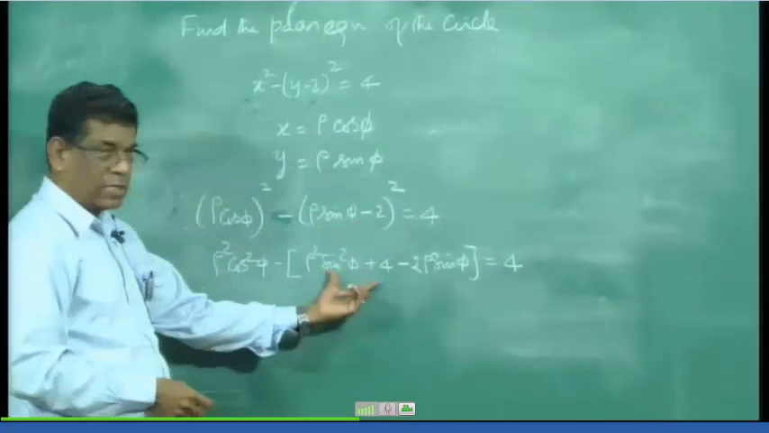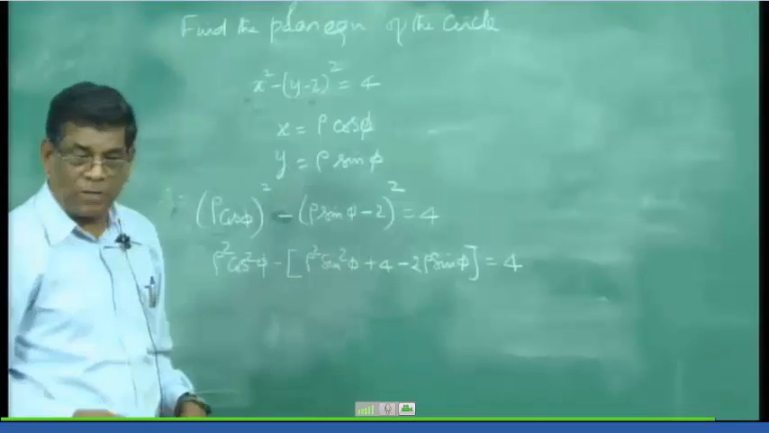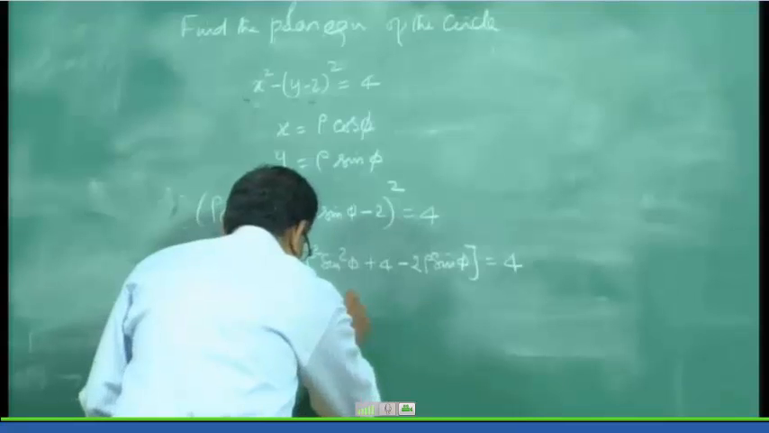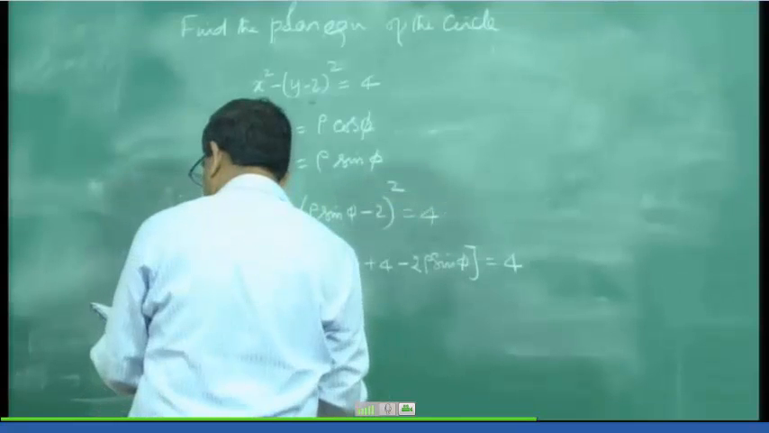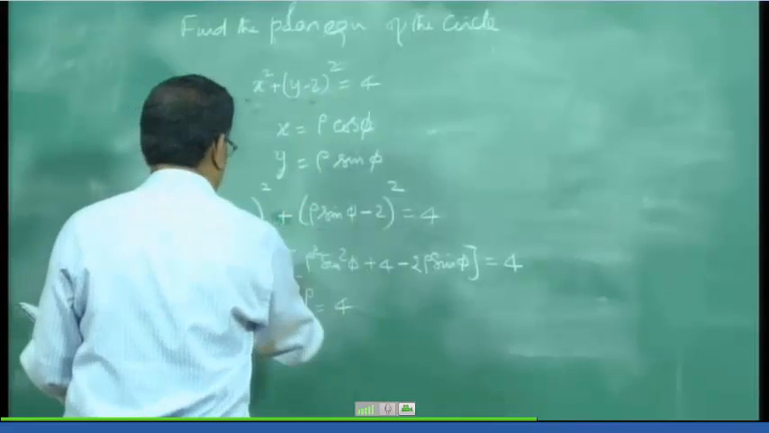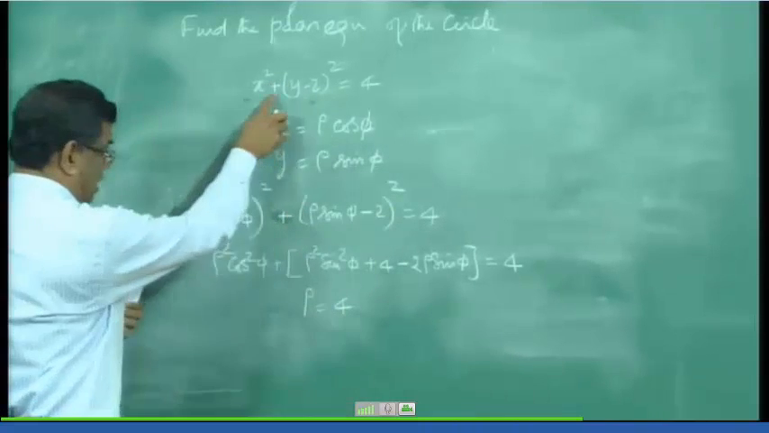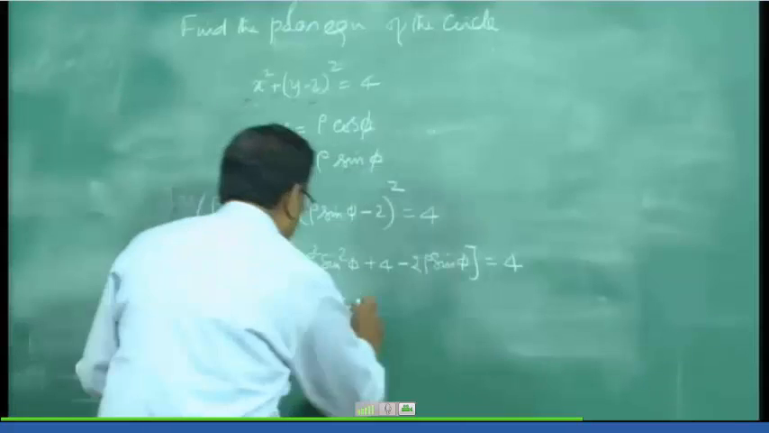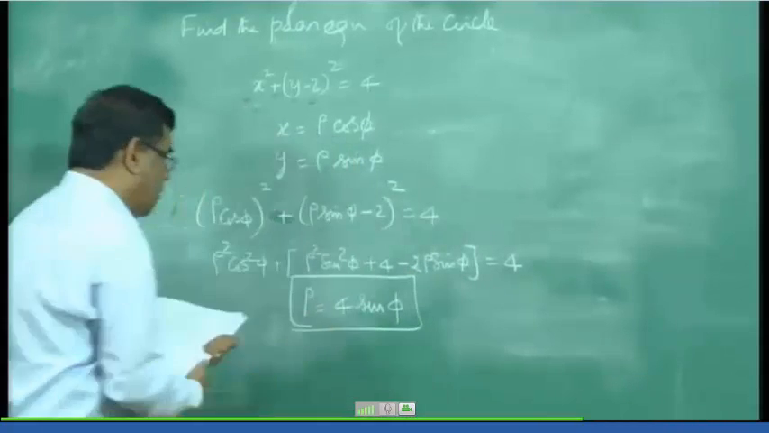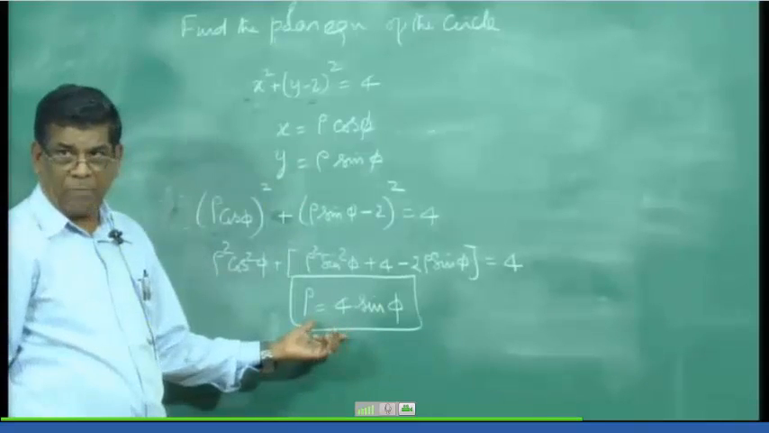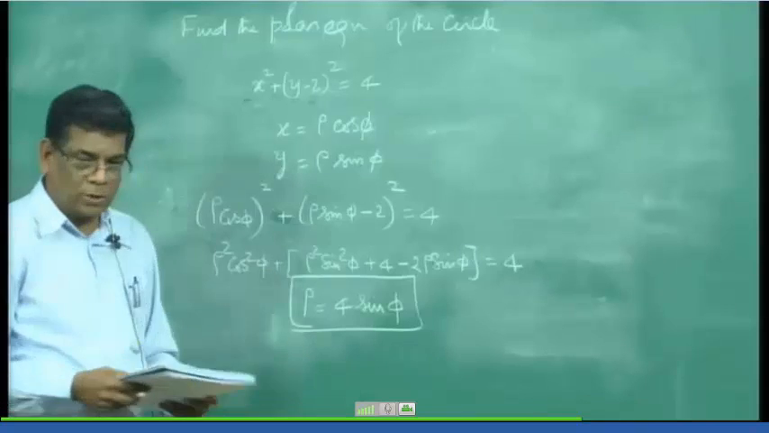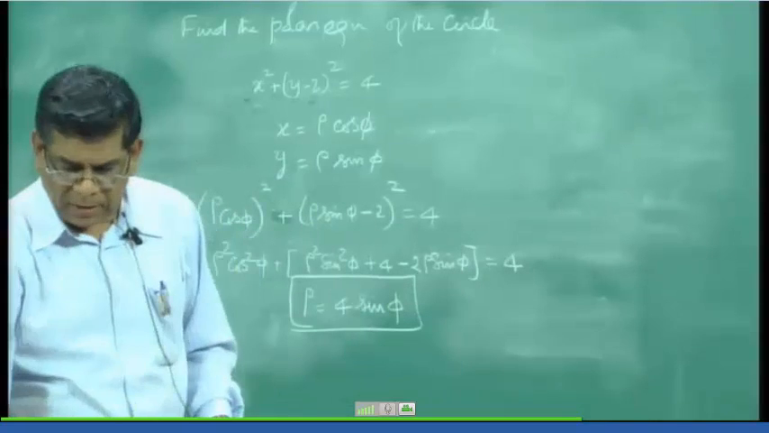Okay, I just expanded this. When you simplify, let me not go into that, you will find rho is equal to 4 sin phi. The sign is plus, that's what I was wondering. So this is the equation in polar coordinates. Okay. So you find like this.